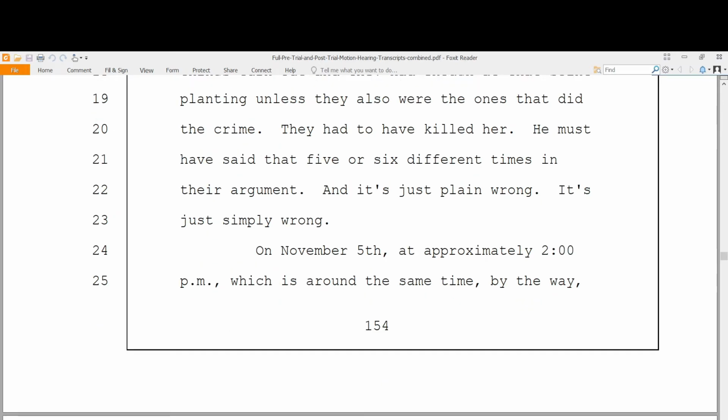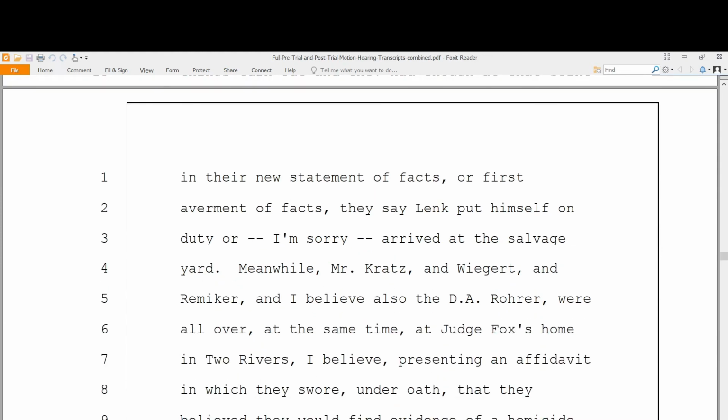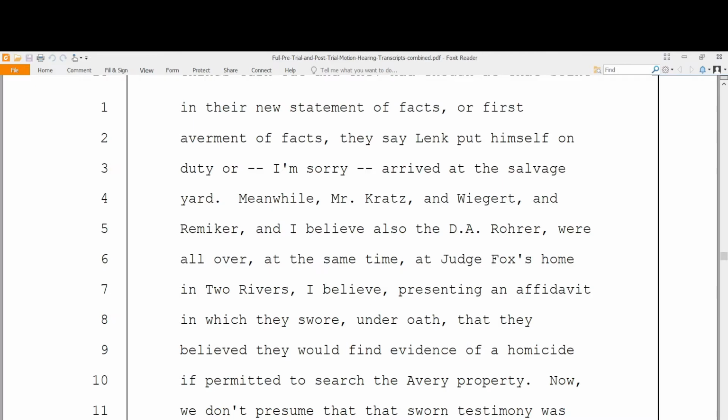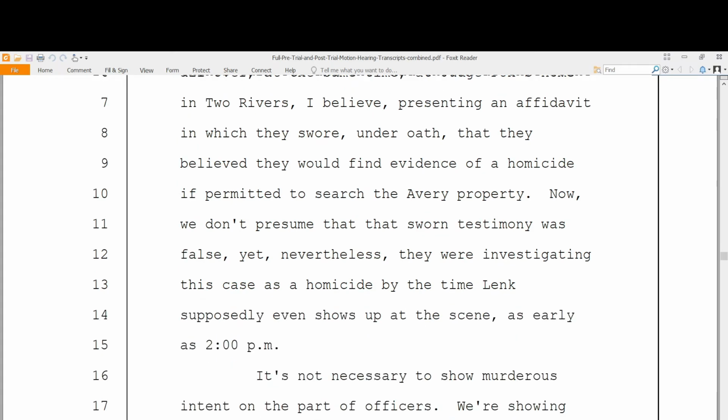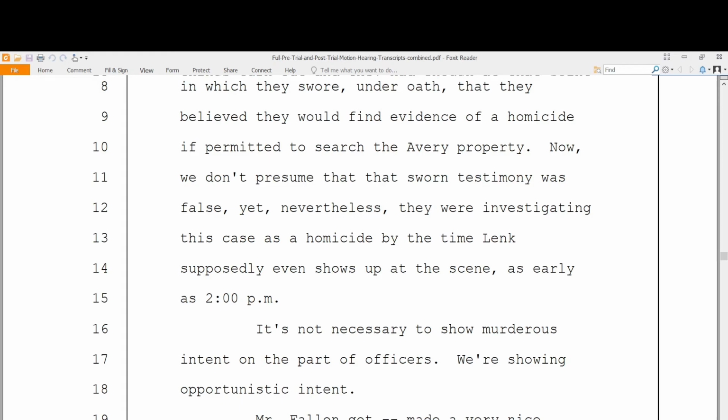It's just simply wrong. On November 5th, at approximately 2 p.m., which is around the same time, by the way, in their new statement of facts, they say Lenk put himself on duty, arrived at the salvage yard. Meanwhile, Mr. Kratz and Wiegert and Remaker, and I believe also D.A. Rohrer, were all over at the same time at Judge Fox's home in Two Rivers, presenting an affidavit in which they swore under oath that they had believed they would find evidence of homicide if permitted to search every property. Now, we don't presume that sworn testimony was false, yet nevertheless, they were investigating this case as a homicide by the time Lenk supposedly even shows up at the scene as early as 2 p.m.